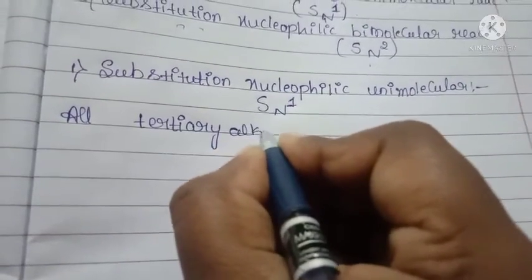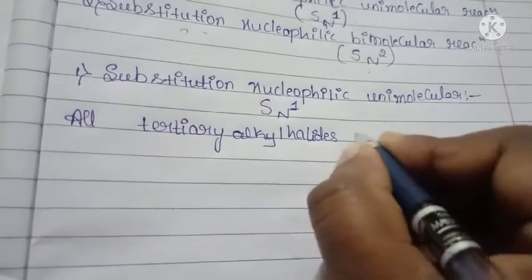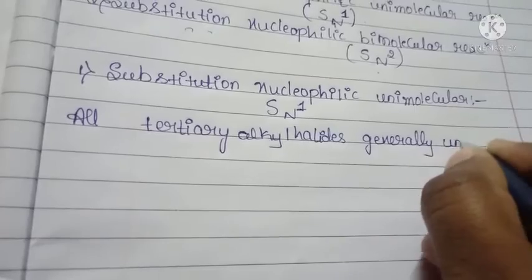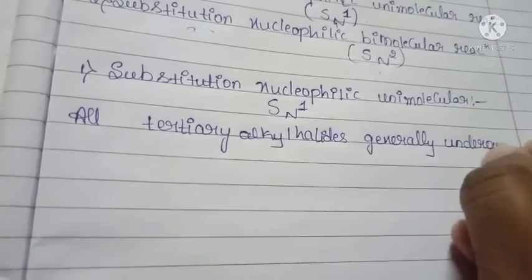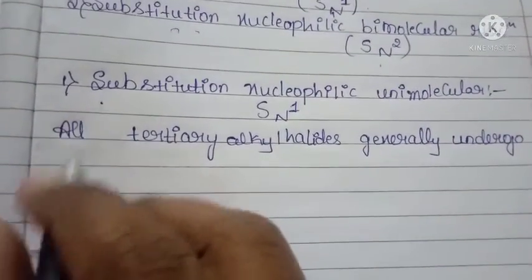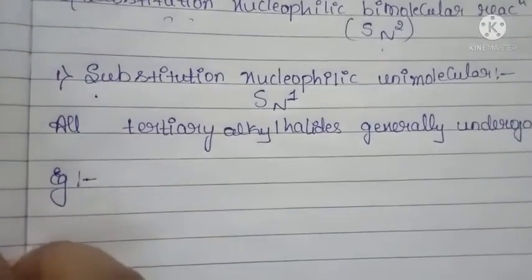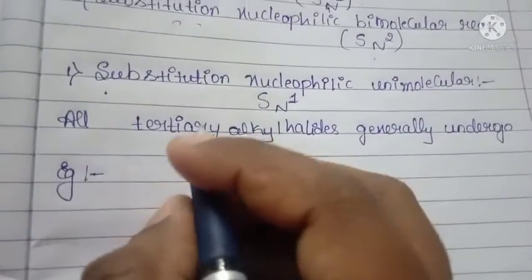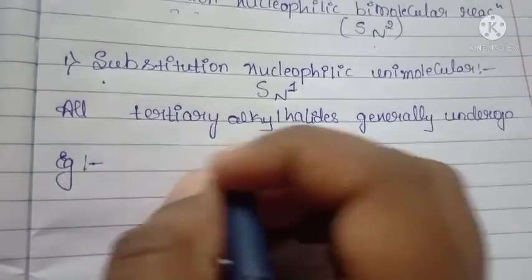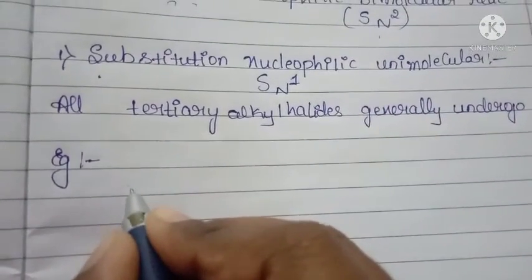Tertiary alkyl halides generally undergo this reaction. Okay. For example, the main example for this SN1 reaction, you are already familiar with, that is tertiary butyl halide. Okay, tertiary butyl halide reacts with a nucleophile. Here I am giving a general example.